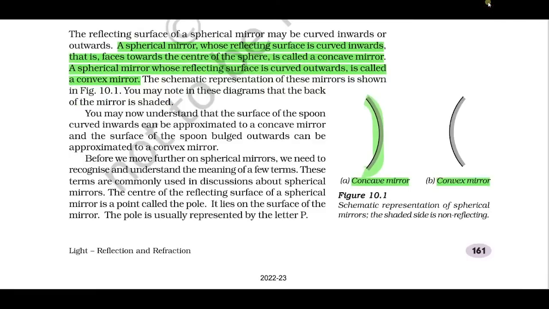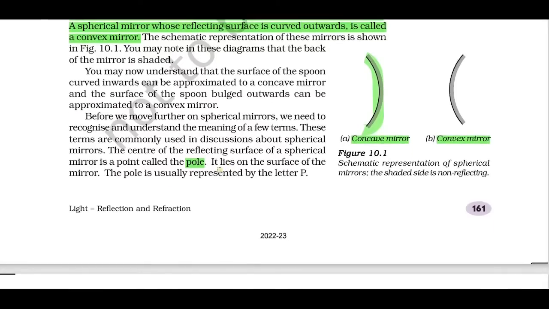Based on concave mirror and convex mirror, you need to understand a few terms. The first definition you learn is pole. The center of the reflecting surface of a spherical mirror is a point called the pole. Please make a note of the definition of pole, or you can underline it in your textbook itself. It lies on the surface of the mirror. The pole is usually represented by the letter P.